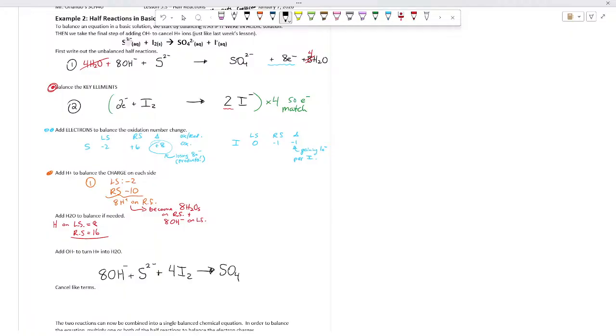SO4. And then I could write plus 8 electrons, but am I writing that? Why not? They canceled. What do I put next? 4H2O. Oh, not 4,2O. Plus 2 negatively charged iodines. And that should be it. That should all balance.